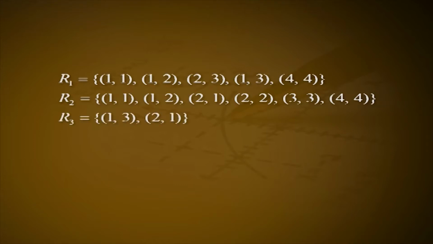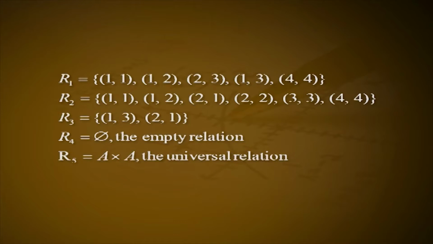R3 is the set consisting of the ordered pairs (1,3) and (2,1). R4 is equal to phi, the empty relation. R5 is equal to A cross A, the universal relation. Determine which of the relations are: a, reflexive; b, symmetric; c, antisymmetric; d, transitive.